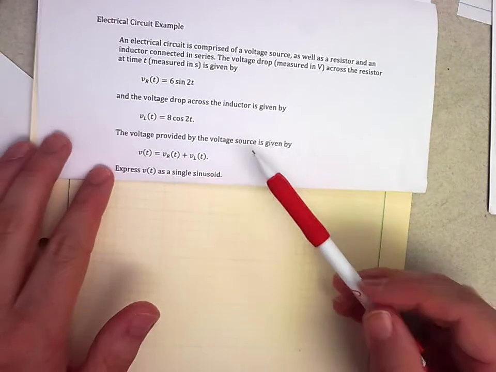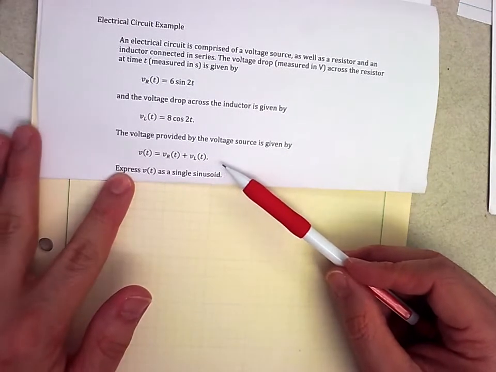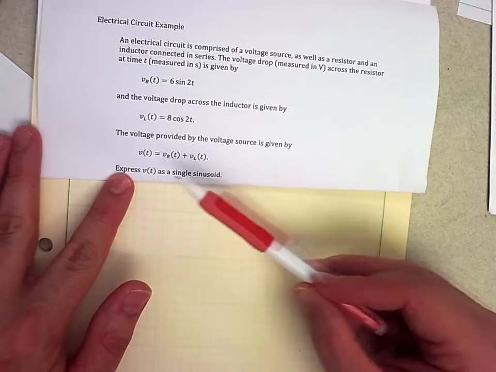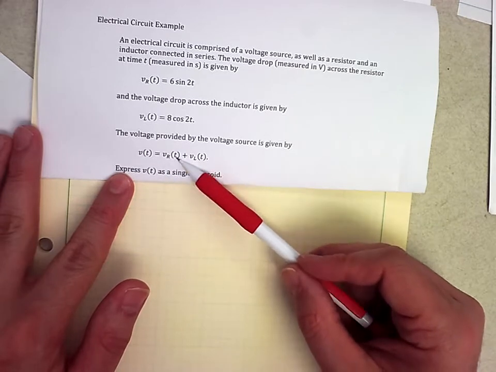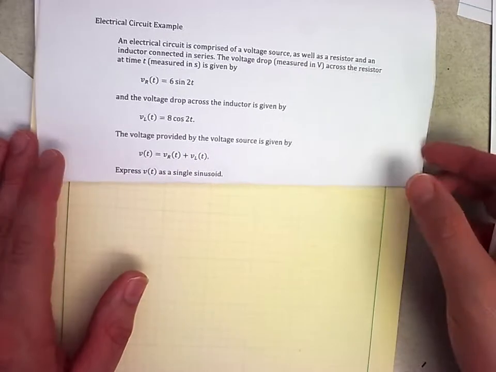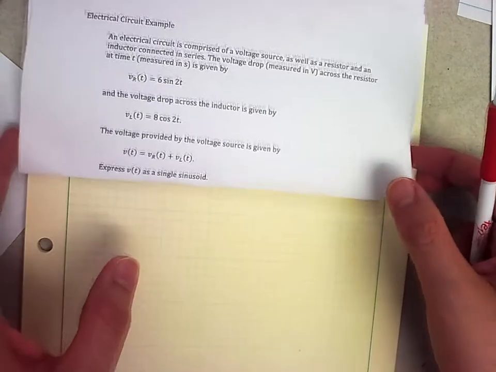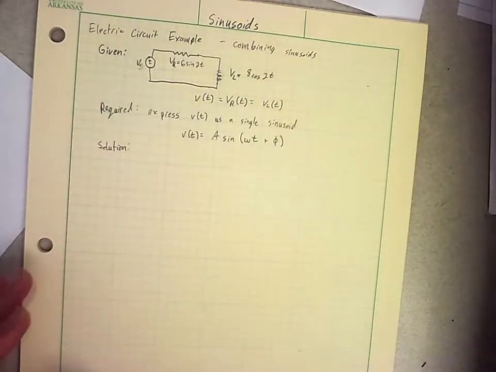And so the thing we do know is that the voltage provided by the source, V of t, is basically just the sum of the two voltages. And it wants us to express that as a single sinusoid. And that's something we haven't done yet.